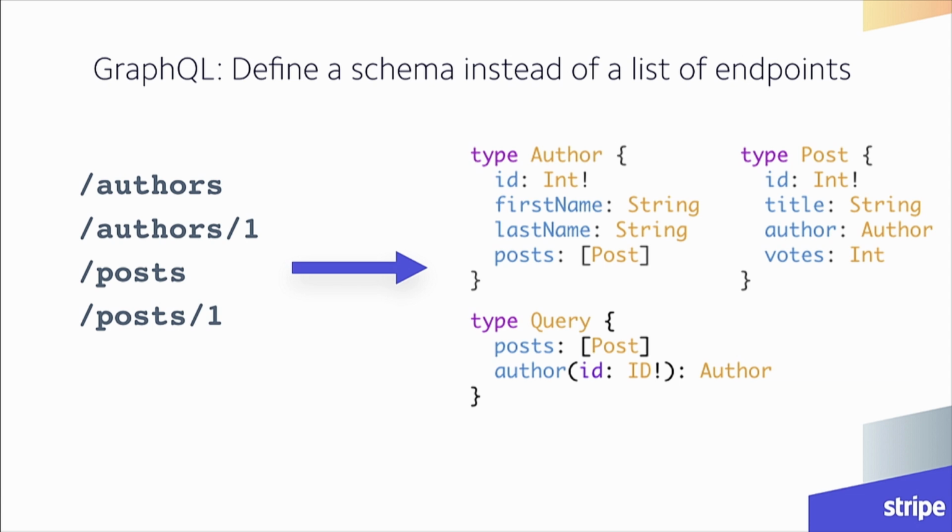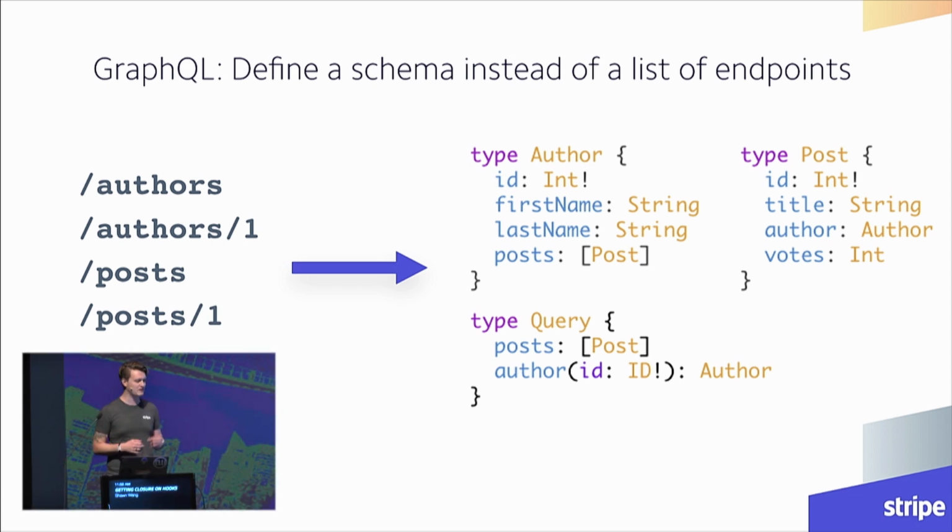Right, so on the left-hand side, you see we have a more traditional REST API. REST API is great, but GraphQL is an API technology. You know, it works in terms of a schema instead of defined endpoints. So everything you see on the left-hand side, the authors and posts, I instead have a schema displayed here on the right.